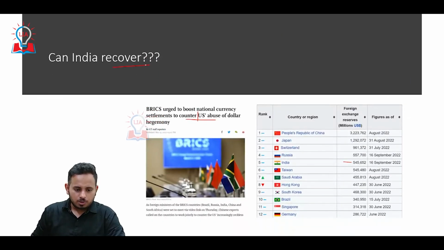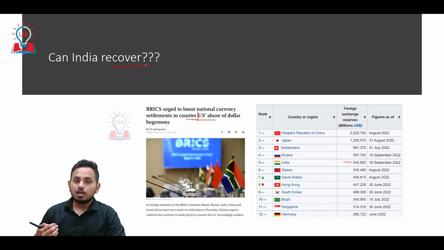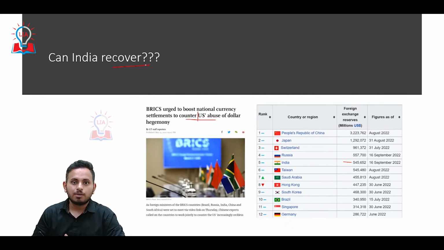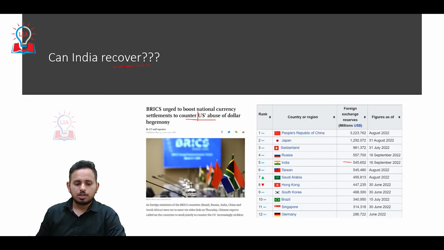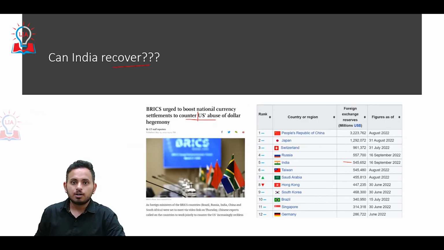Can India recover? Now we have discussed how the US dollar became the monopoly for international trade, and now let's discuss, can India recover from this push? See, one thing that India is doing as of now is carrying out bilateral agreements with neighboring countries and also some of the leading trade partners, so that the bilateral trade happens in the local currency and not in the dollar, so that we can reduce our dependence on the dollar.